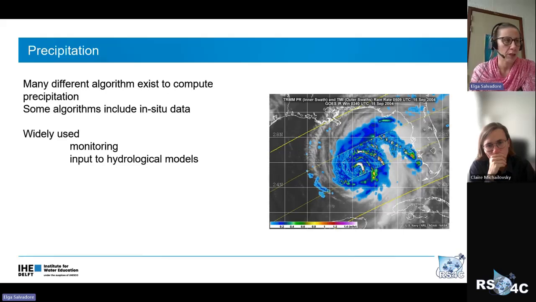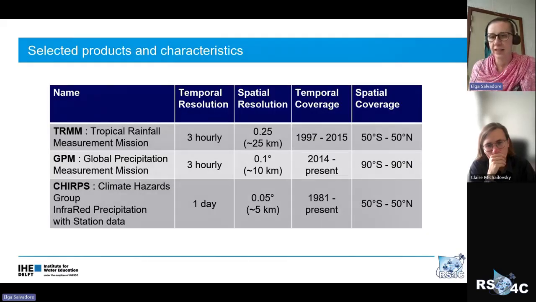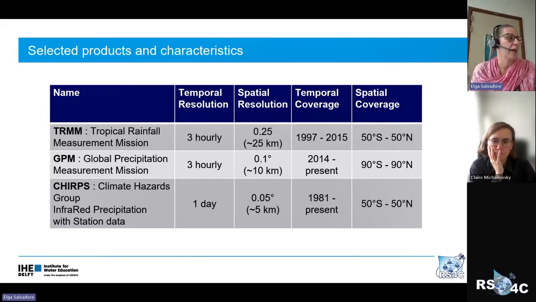We have many different products, and these are a little bit the characteristics that Claire was explaining before, what we need to look at when we choose the data. And then in this table, we summarize an example of 3 of the, I think, most commonly used precipitation products. You can see they have different temporal resolutions. So if you need to have information in one location or one pixel every 3 hours, you have that opportunity. If one day is sufficient, then you might also consider other data sets.